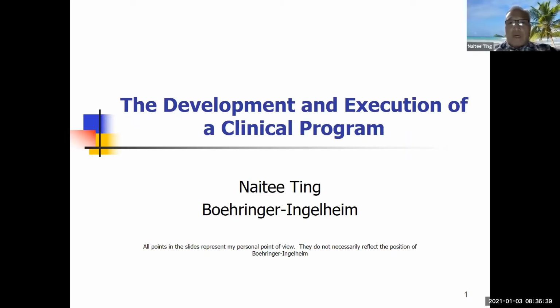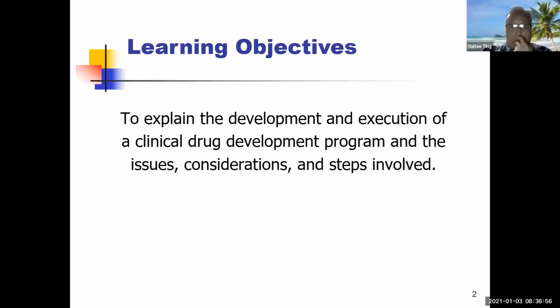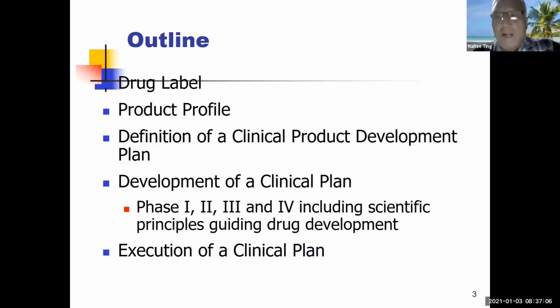Now, how does a trial play into this whole drug development process? Here we're going to talk about what I would call a CDP, clinical development plan. So, how do we plan to develop a new drug? We try to explain the development and execution of a clinical drug program and the issues, considerations, and steps involved. Before I start, I want to talk about the drug label.